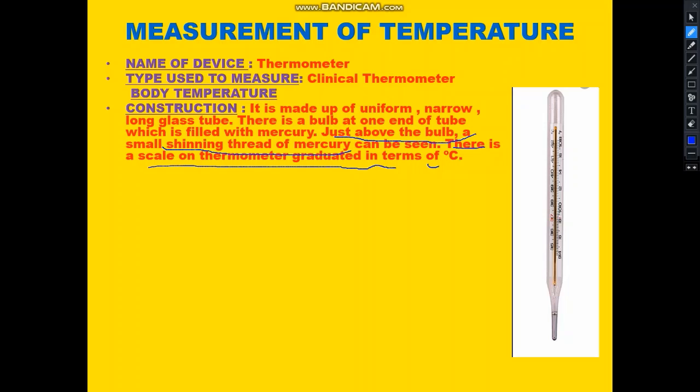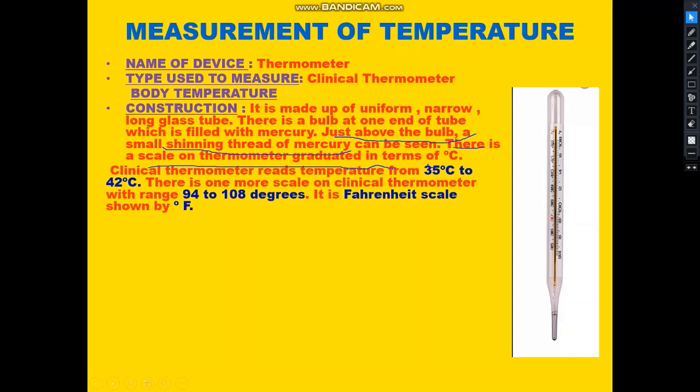Now see here, we were talking about the bulb. So this is the bulb filled with the mercury. Just above it, this is the shining thread of the mercury. Then this whole structure is made up of glass. Here is the marking section you can see. And this side you can see degree Celsius written. And if you keenly observe, it is written degree Fahrenheit. We will be talking about it in a short while. Let's proceed.